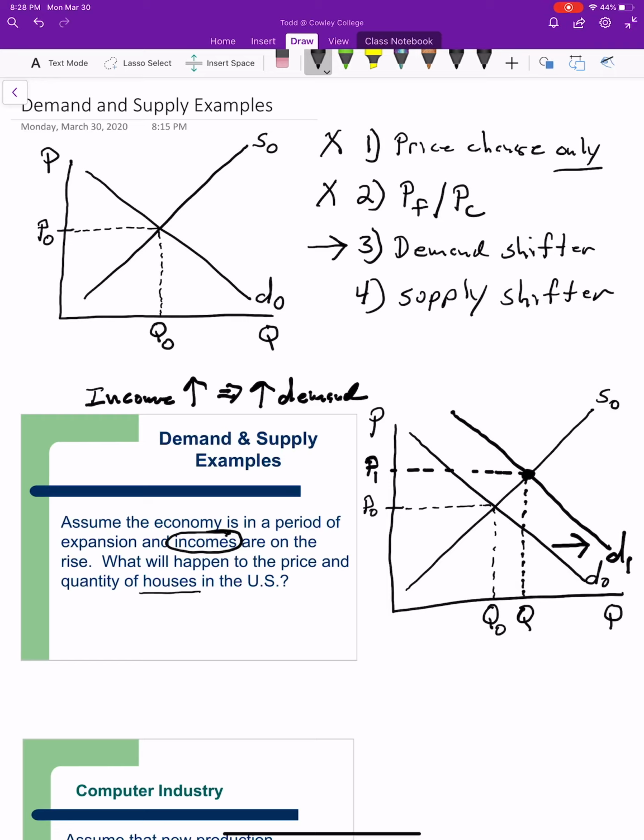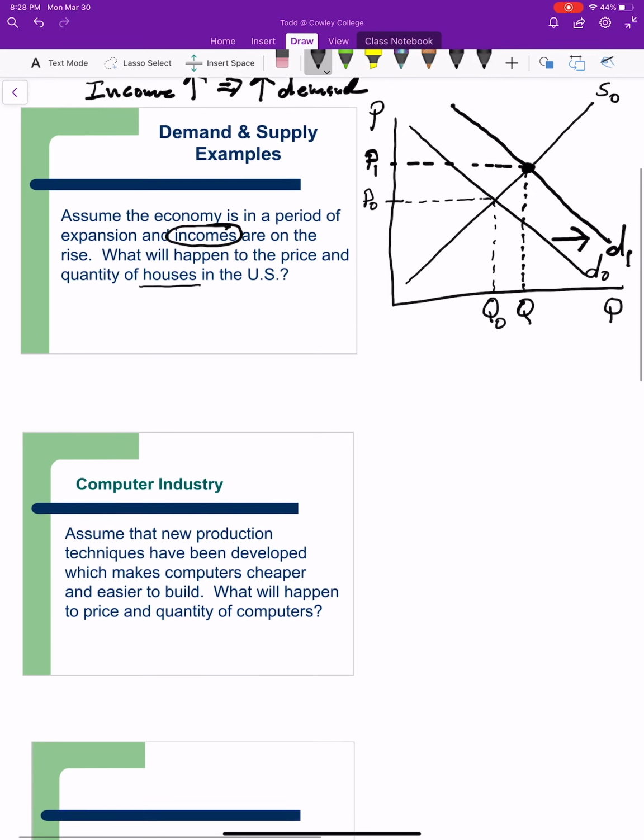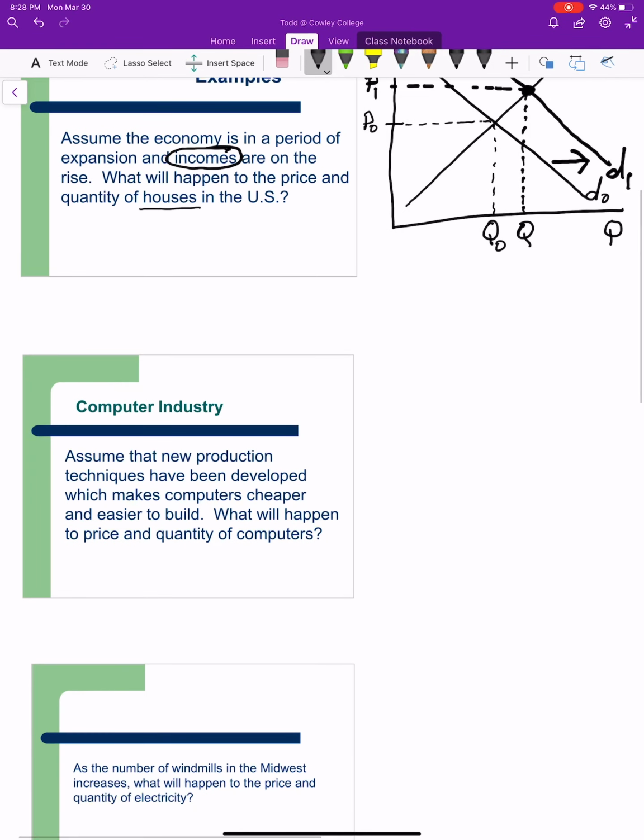All right, so that is the very basic idea of how you determine what is actually happening in these particular markets. All right, let's take another one. Let's say again, this one we're talking about computers.